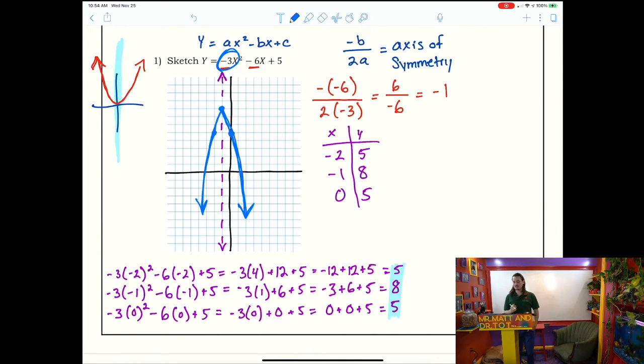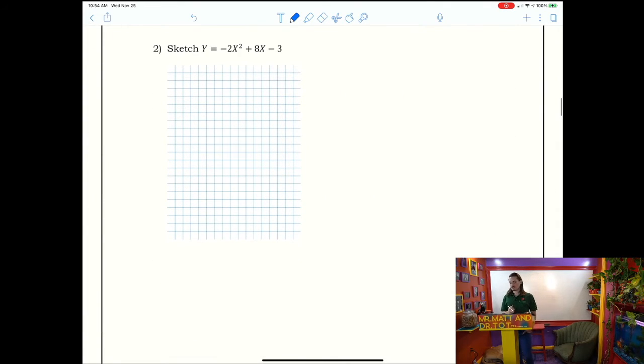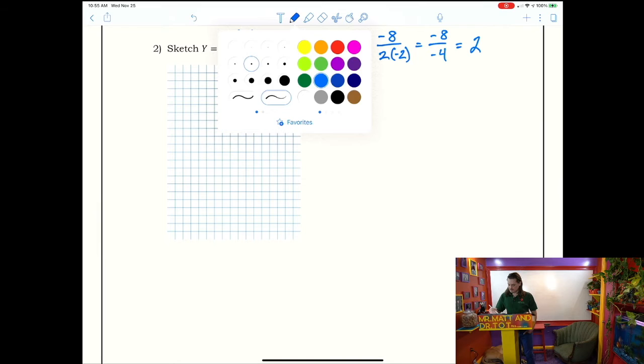Otherwise, please pause the video and sketch a graph of y is equal to -2x squared plus 8x minus 3. So again, this is in standard form, ax squared plus bx plus c. So b is +8, a is -2. So evaluating the expression -b over 2a, we're going to have -8 over 2 times -2. That's going to be -8 over -4, which is a +2. So the axis of symmetry occurs at +2.